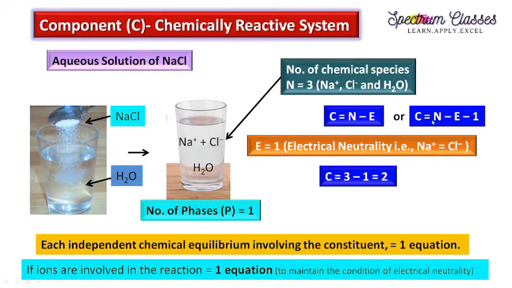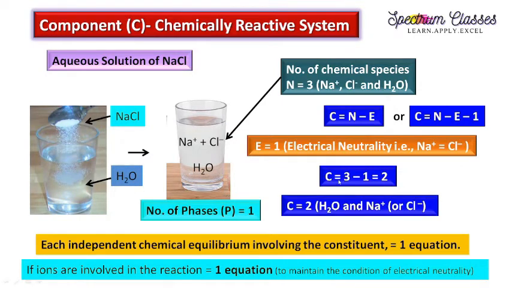So either you can consider this or you can consider this only by adding the electrical neutrality to the number of equilibrium equations. So here what we get, number of components is equal to 2. What does it mean? It means how we are going to express this system in terms of number of components, the smallest number of species which are required to express the composition of this system.